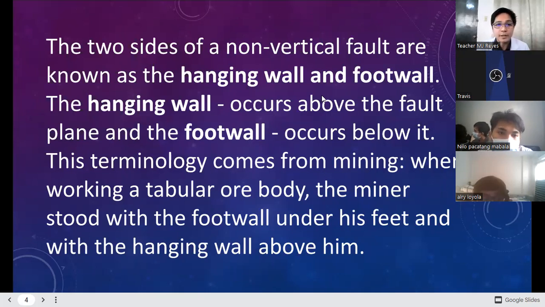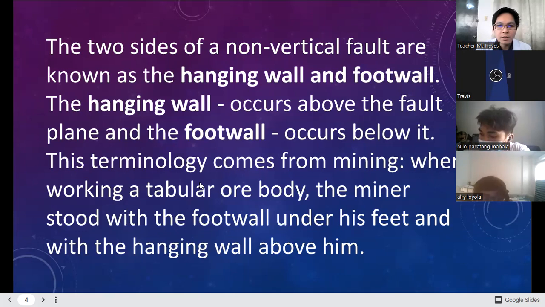Please take note of the important terminologies given there, hanging wall and footwall. What's the hanging wall and footwall? Hanging wall occurs above the fault plane and the footwall occurs below the fault plane. Again, hanging wall occurs above the fault plane and the footwall occurs below the fault plane. Get your notebook and write the important terminologies. Please take down notes.